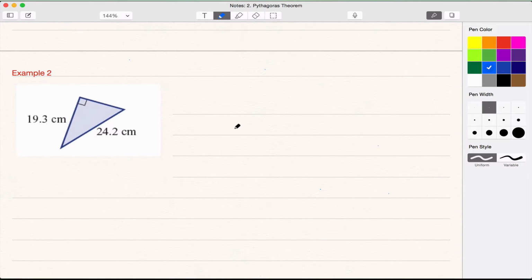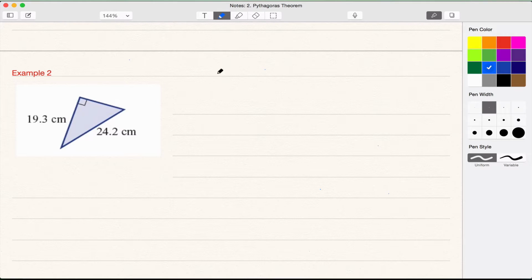For our second example, we're going to look at if you are given the longest side, the hypotenuse, and you need to find one of the other sides. So this one's slightly trickier. We still follow the same steps that we talked about above.